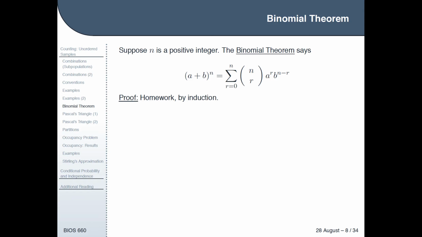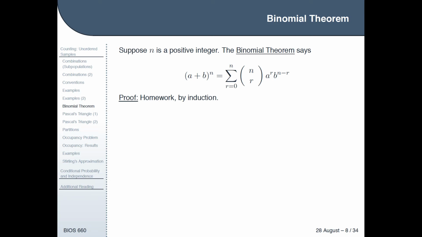And a famous theorem in mathematics generally, not just combinatorics, is what's known as the binomial theorem. If you've had analysis or even advanced algebra, there's a good probability that you've seen this before. But the binomial theorem says if n's a positive integer, then you can show that (a plus b) to the nth power is just going to be the sum from 0 to n of n choose r times a to the r times b to the n minus r.